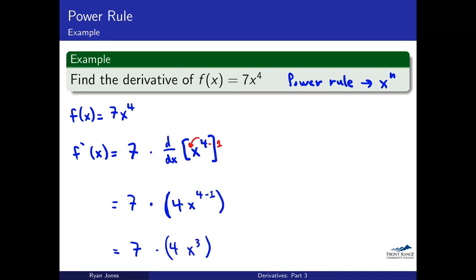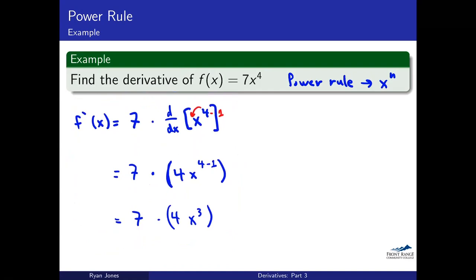So I can go ahead and just simplify that. The 7 multiplies by the 4 to give me 28, and then we're just done. We get 28x cubed right there. And so yeah, that's fantastic. We've used our constant property. We've used the power rule as well, and we've gotten our answer there.